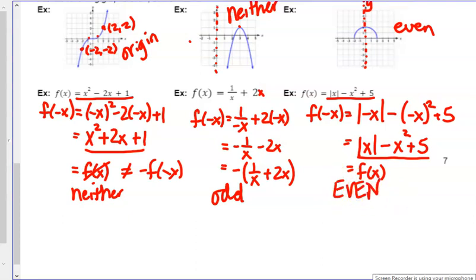We won't go too deep on that, but I want to make sure that you're ready, that you recognize some functions and hear those terms, even and odd.